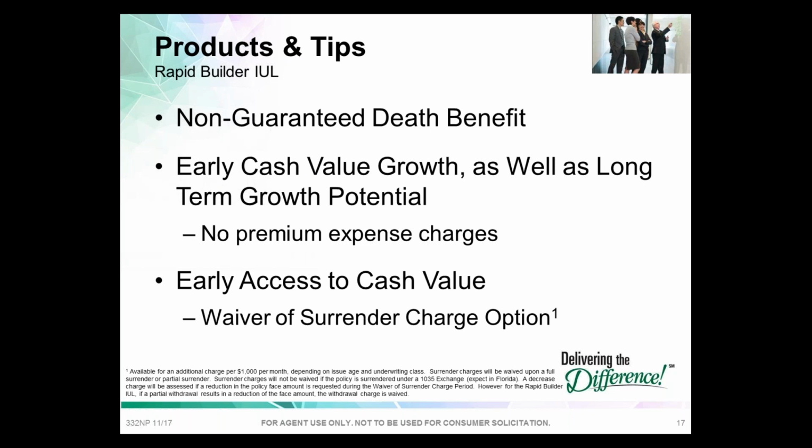One of the ways that it gets early cash value growth is that there are no premium expense loads on this product. So you're not starting 5 or 6 or 7 or whatever percent in the hole because of a premium load. No premium loads means early cash value growth. A waiver of surrender charge option means early access to that cash value, and this has an optional waiver of surrender charge rider. I think most of the time people sell this product, they put that rider on. That means not only do I have the potential for quick cash value growth, but also access to that quick growth. That product is really about early, rapid access to cash.